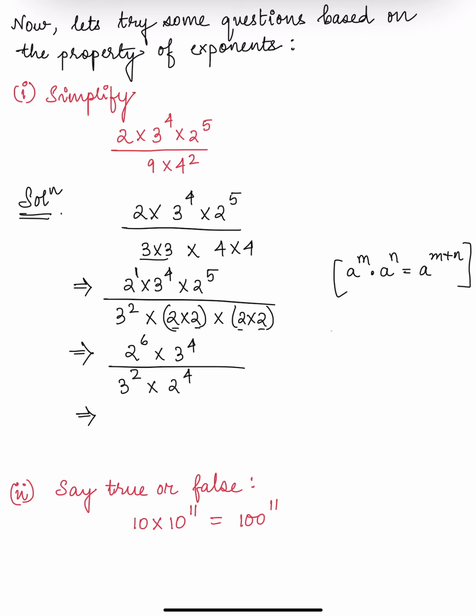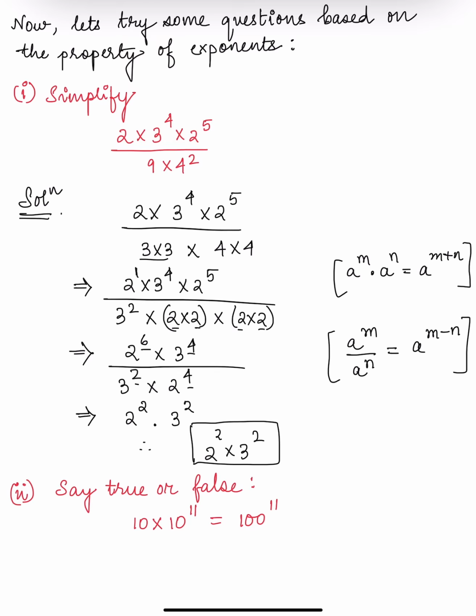And finally, if you remember, we know a to the power m divided by a to the power n equal to a to the power m minus n. So 2 to the power 6 minus 4, 2 into 3 to the power 4 minus 2, that is 2. So therefore, it is 2 square into 3 square. So this is the correct answer.